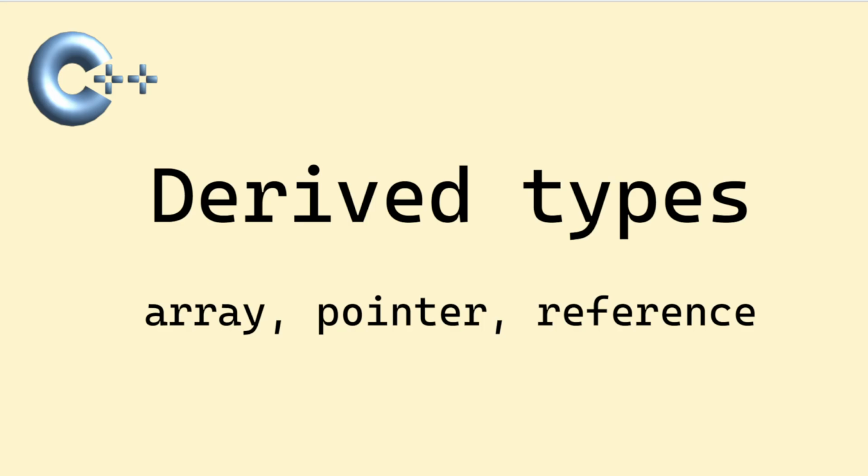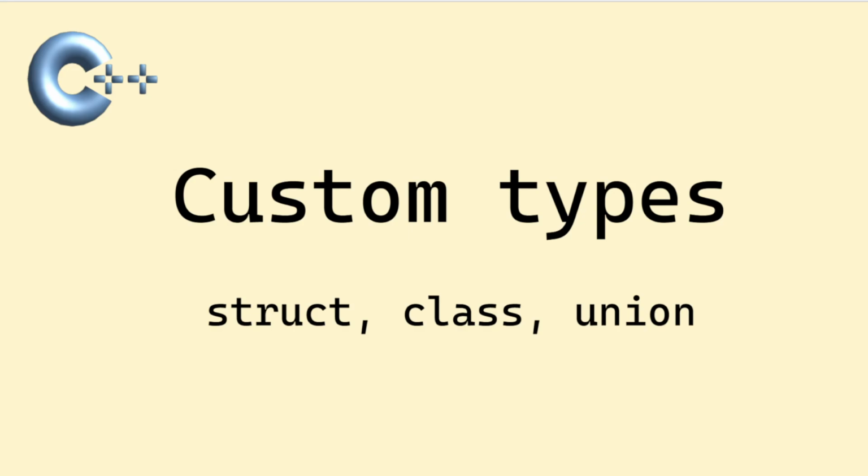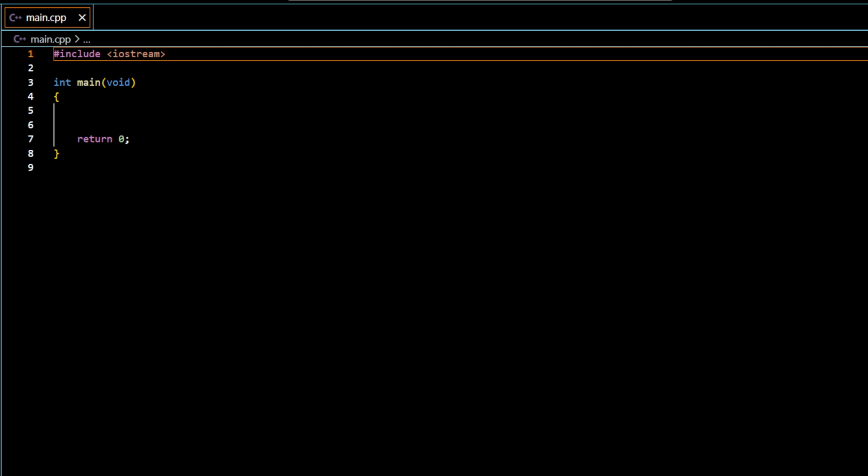Derived types are the types that are derived or created out of the basic types, such as array, pointer, and reference. And the custom types are the types that are defined by the user or programmer, such as struct, class, union, etc. Now let me jump into the editor to explain the basic types. I have this code to start with.